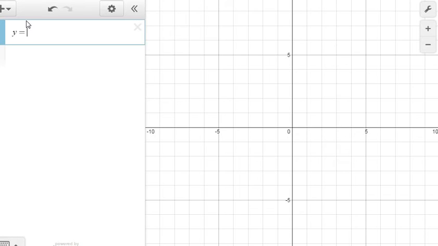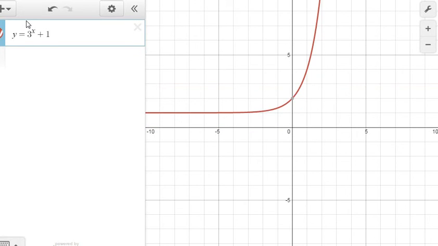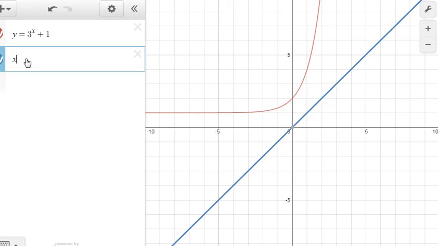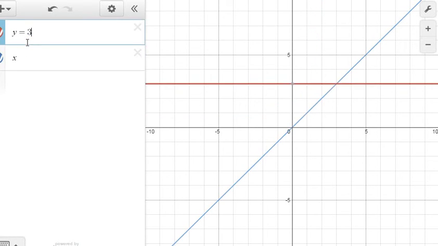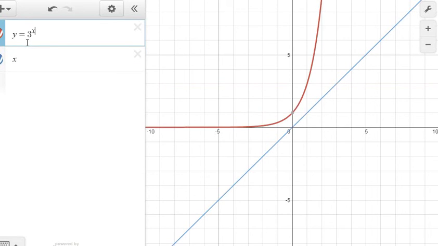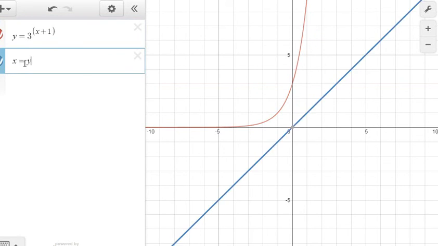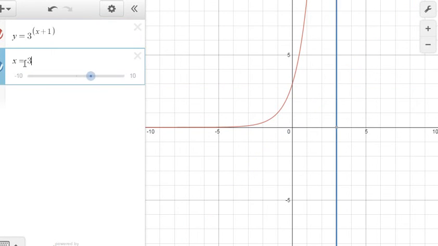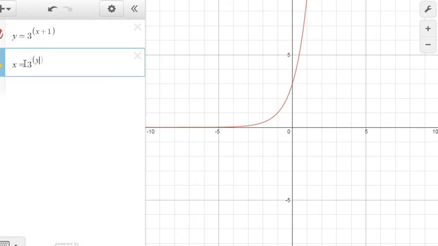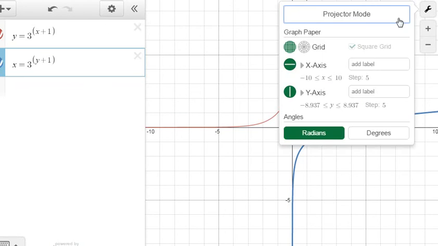So y equals 3 to the x plus 1. And I'm going to kind of cheat here. 3, let's see, what was it? X, oh, you know what? That's not quite the right graph, is it? 3 to the x plus 1. Put it in the exponent. X plus 1. And x equals 3 raised to the y plus 1. Okay, so there's your two mirror images around the line y equals x.